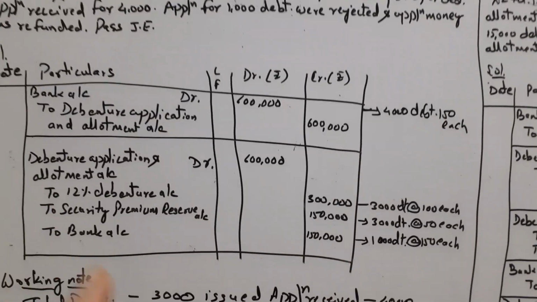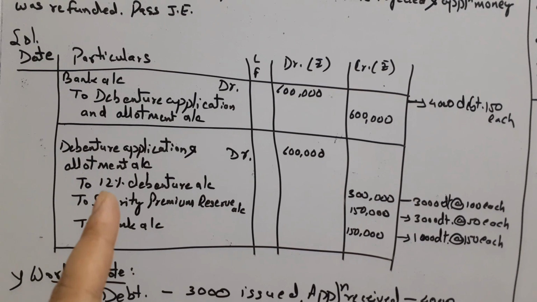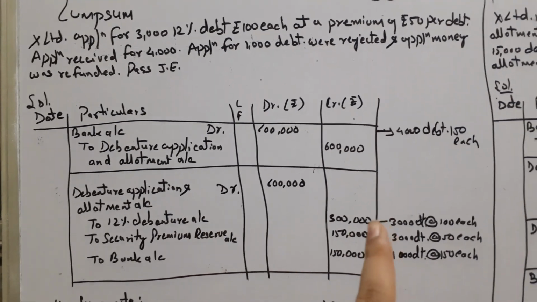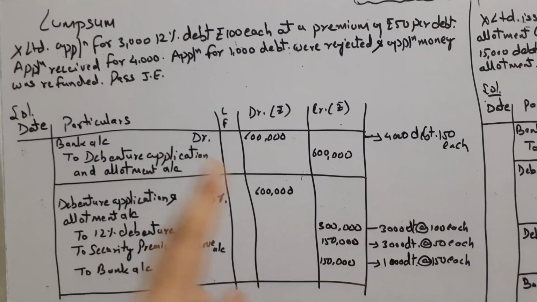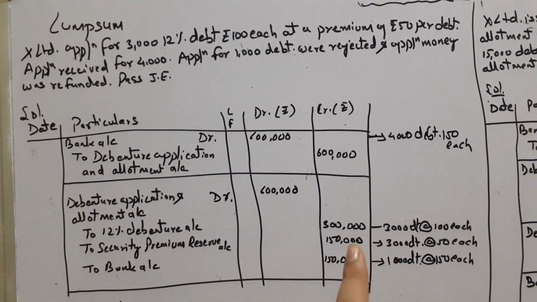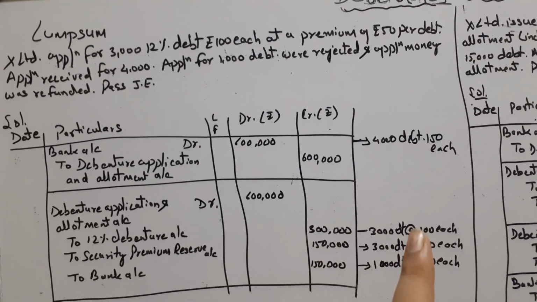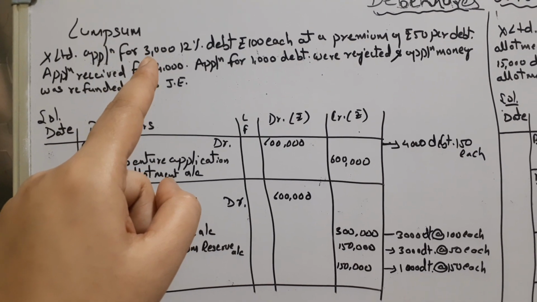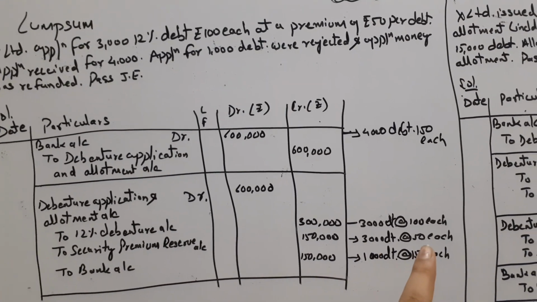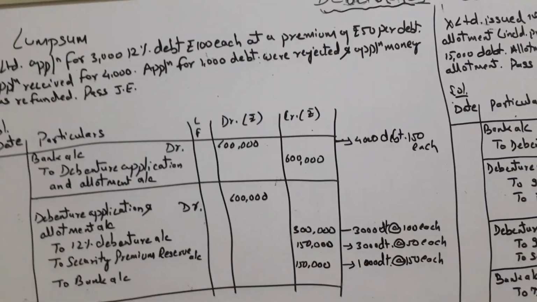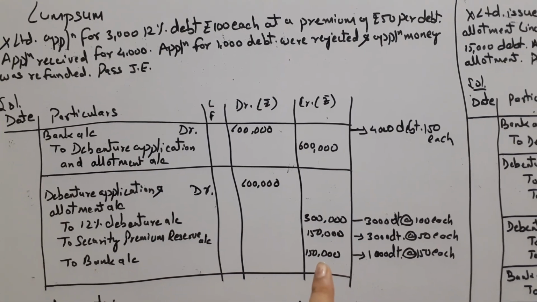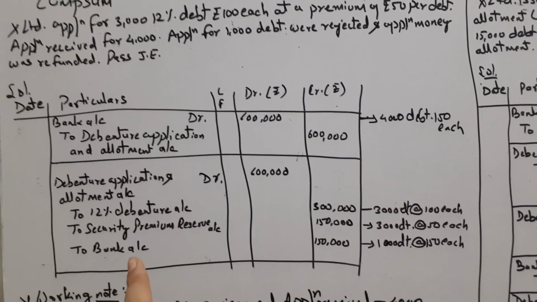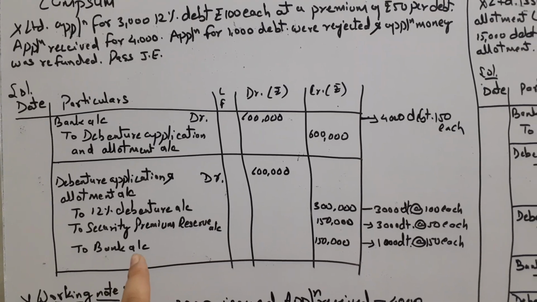So the thing which you have to remember here, when you credit 12% debentures account, in this account you have to enter the original amount. Original amount means how much the company has applied, multiplied with face value always. Security premium, the actual issued debentures multiplied with the security premium amount, which is 50, given clearly in the question. Whatever the excess amount balance remains, that will be refunded to bank account. That is why bank account is credited here.